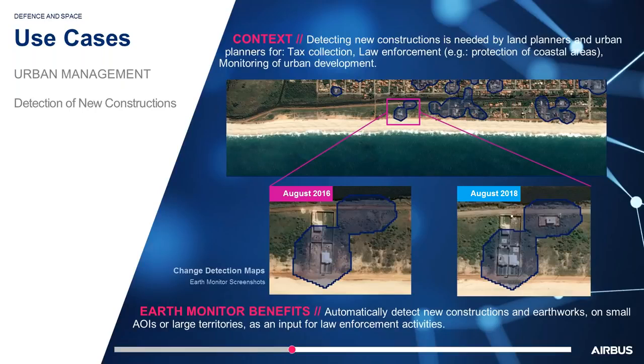So we have the large area on the top of the screen, and we can see some blue figures on the map. In fact, each blue area is an area where a change was detected. We can see on the left the first image in August 2016, and on the right the same area in August 2018. Between the two dates, this house was extended, and we can see indeed new constructions.